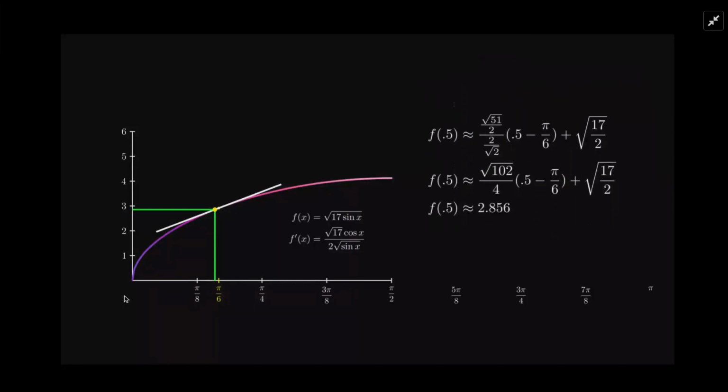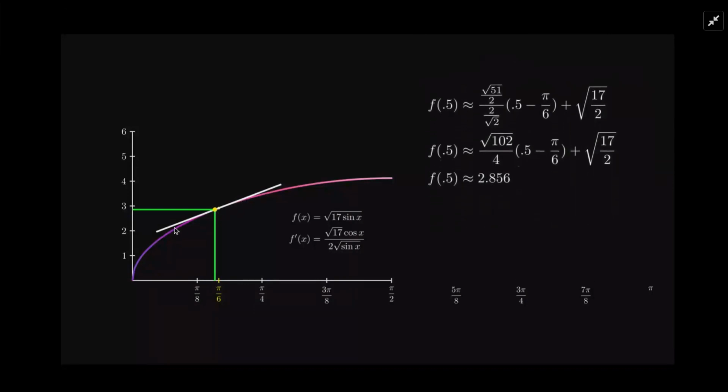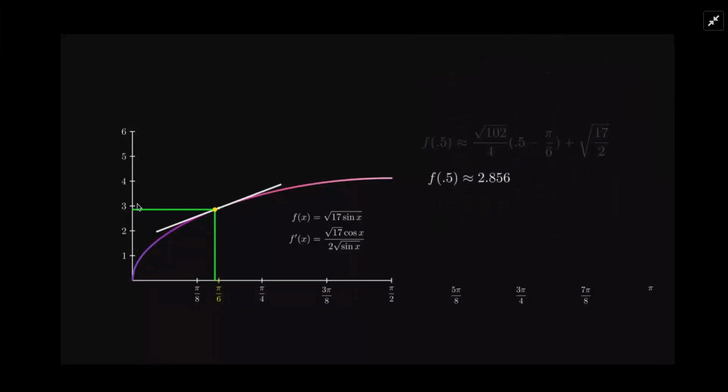Okay, so there we go. So just think of it as you get the tangent line, right? And you evaluate the tangent line at your point of interest, which is 0.5. That will give you this point here. Okay, I hope that was helpful.